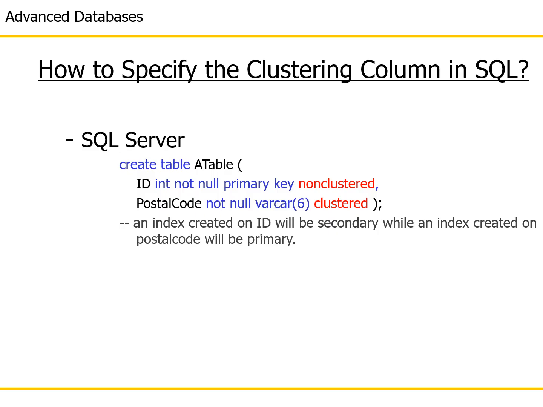Now then the question is, according to which column the data will be sorted? Well, here I'm sorting according to postal code. I could sort according to anything basically, okay? So now an index created on postal code is going to be a clustered index. And an index created on ID, even though it's the primary key, is going to be a non-clustered index. Okay? So you could sort according to any column you like.